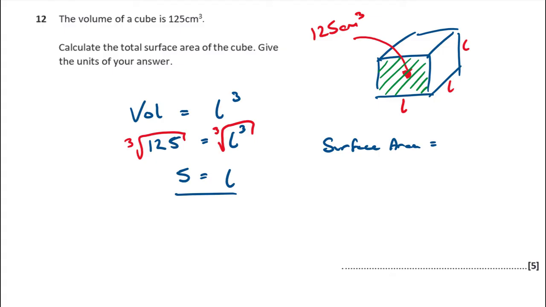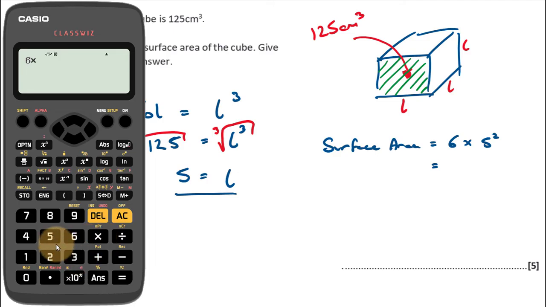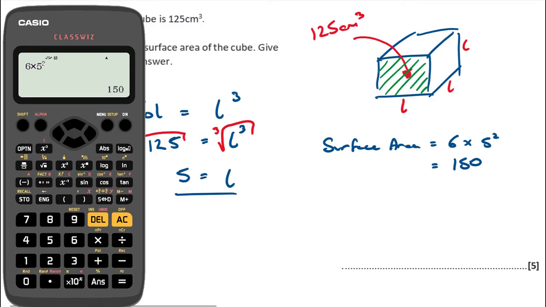Okay, so it's going to be the area of one face, which is 5 times 5, isn't it? Or 5 squared. That would give you the area of one face. But a cube has got 6 identical faces. So if I take that 5 squared and I times it by 6, that's going to give me the total surface area of this shape, isn't it? So 5 squared is 25. 6 lots of 25, I believe, is 150. You might want to check it on a calculator. I think I'm pretty good.